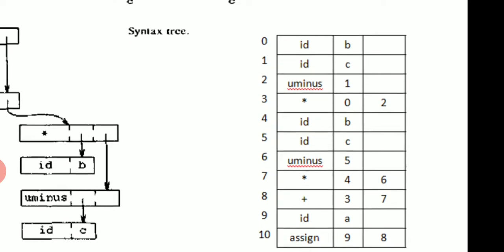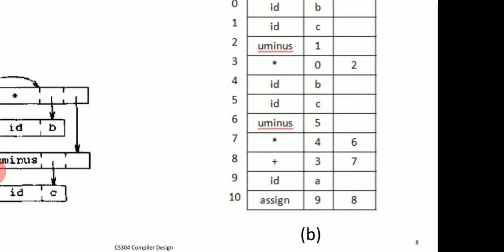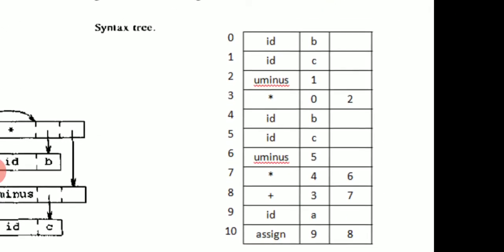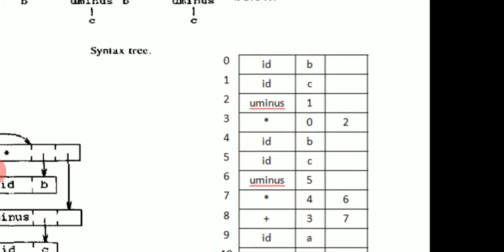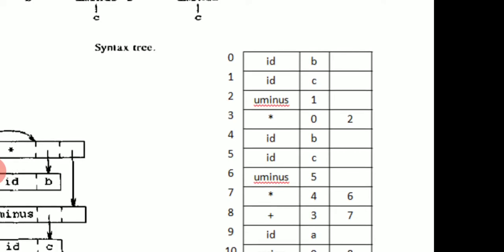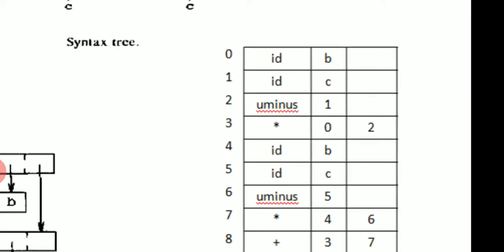In the case of the array of records, id is the token, and then the value is b. There can be different fields, maximum three, because the operator node has the operator and then the left and right pointers. Here the pointers are indicated by the location, the index of the array. Consider the array record at index 3: star is the operator node, and the left and right pointers are 0 and 2.